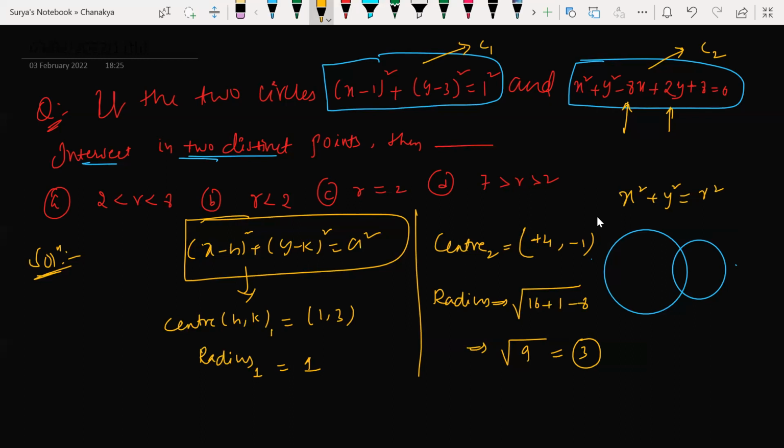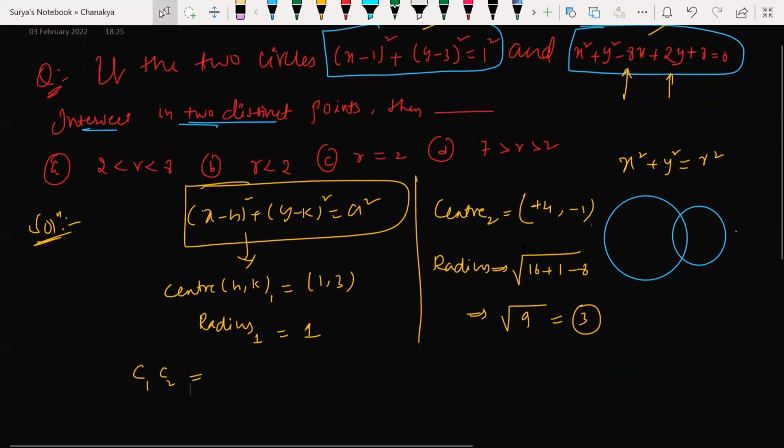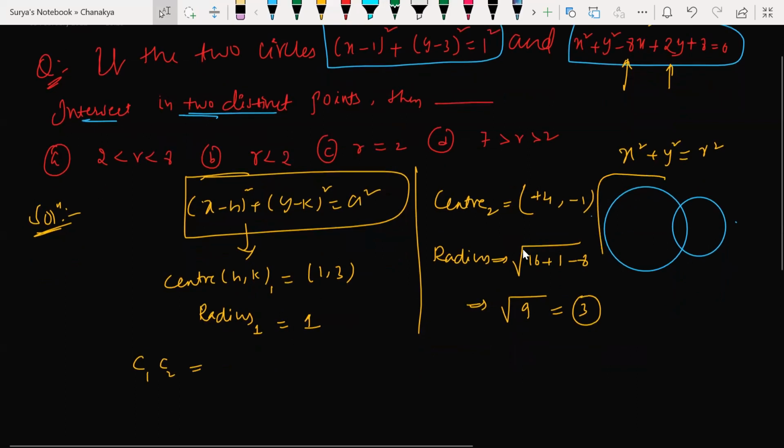Then look at this here. Now what is going to be my C1, C2? Whatever data you got here, you just compare with the condition. What is the condition basically? Whenever two circles intersect like this, what is the condition I have given to you? What was the condition? Tell me.